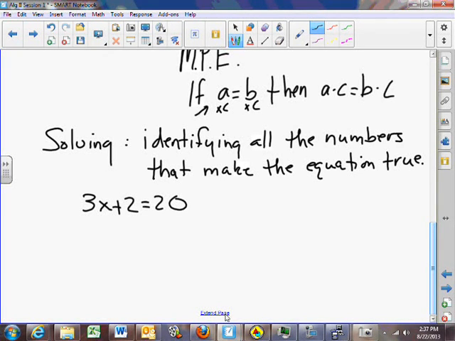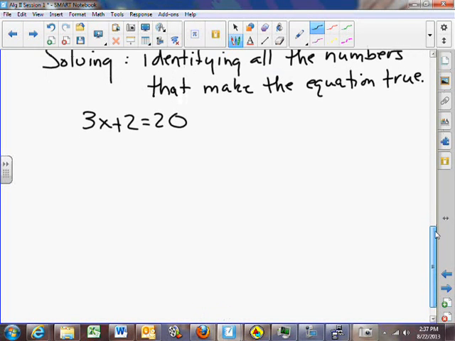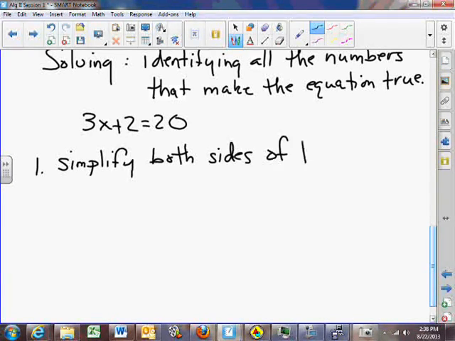But now, how would we actually proceed? What is the mechanism or the method that we would use to solve a linear equation? Well, let's just list a couple of things that you should probably do in order to solve a linear equation. Now, the first thing you should do is you should simplify both sides of the equation.